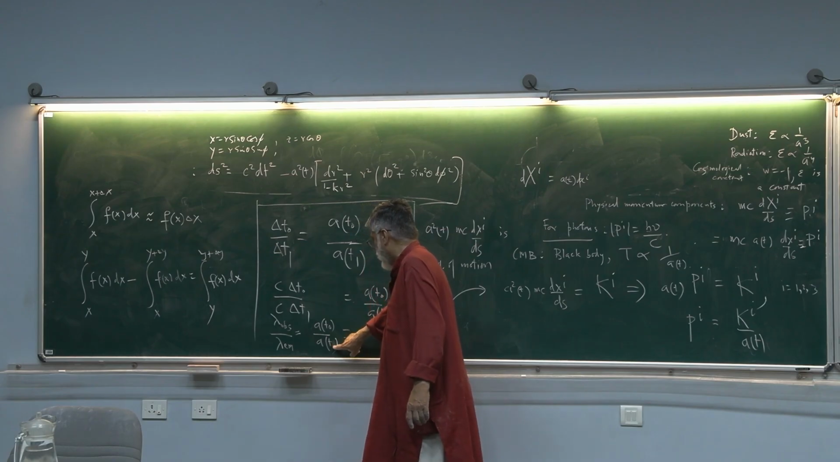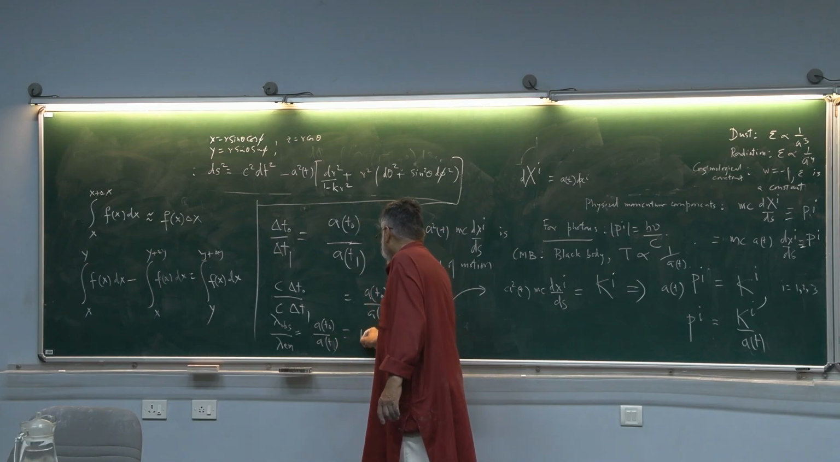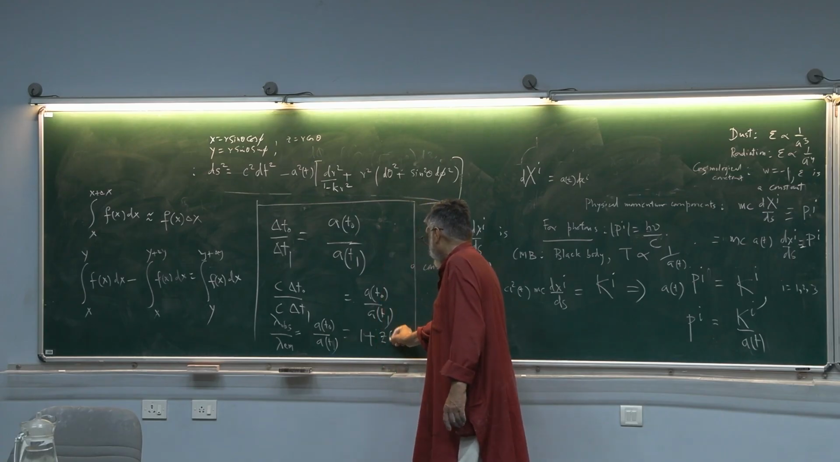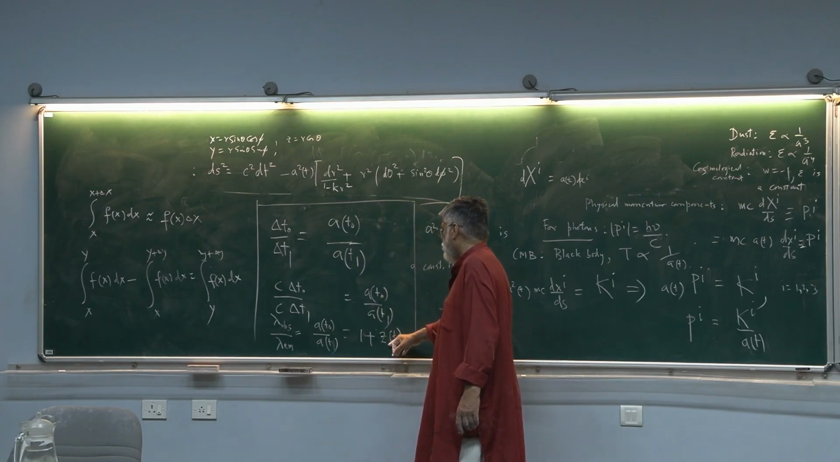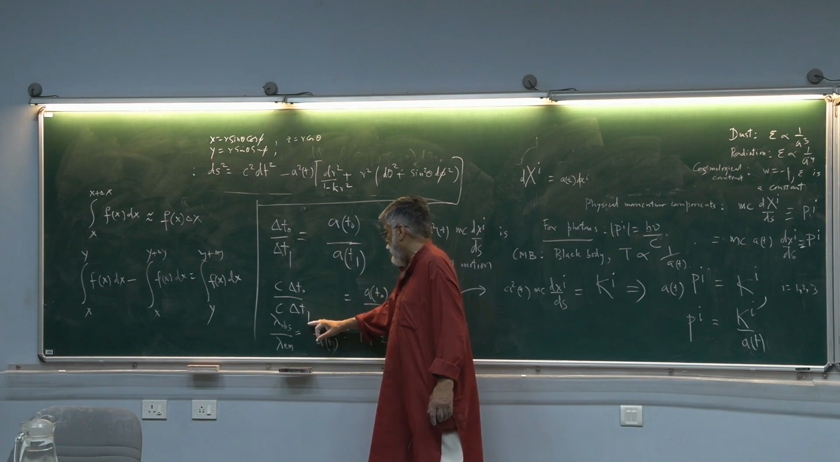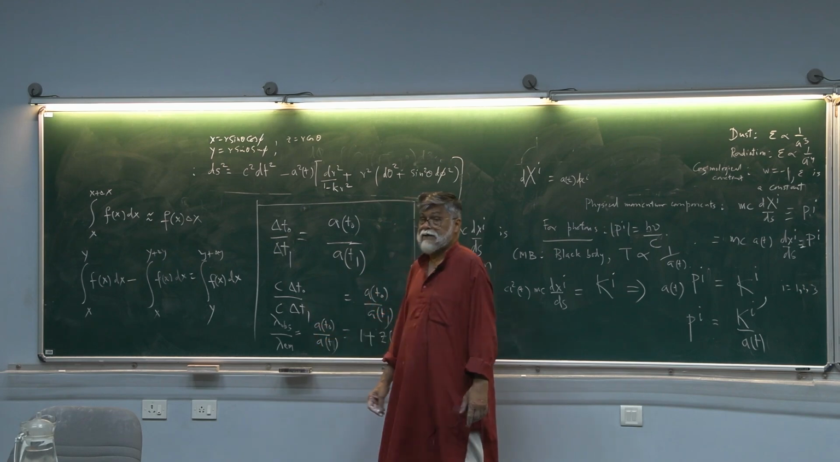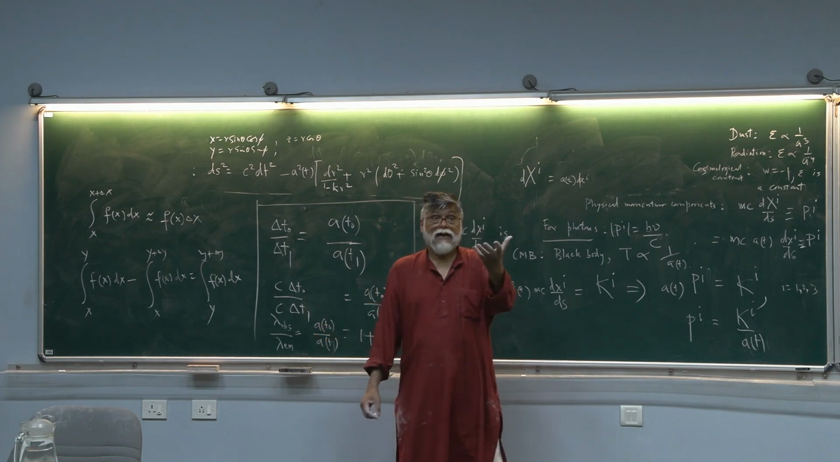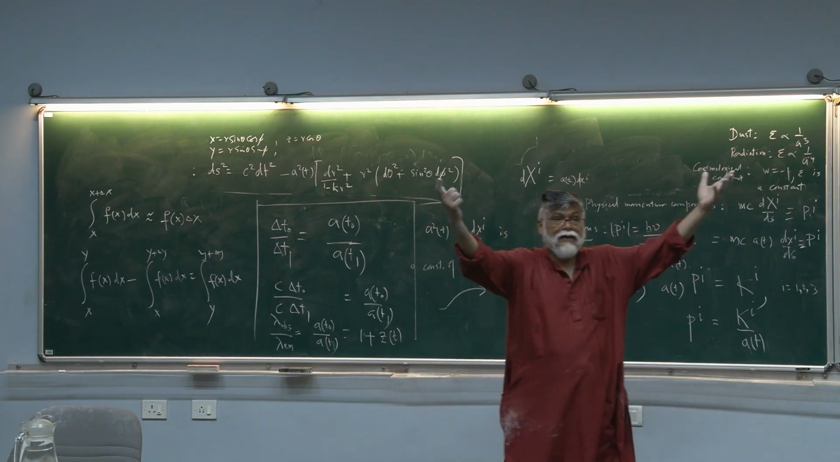So any light that is emitted at time t will undergo a redshift z of t, given by A of T0 by A of t. So in other words, observed redshift, for example, that's what Hubble did.